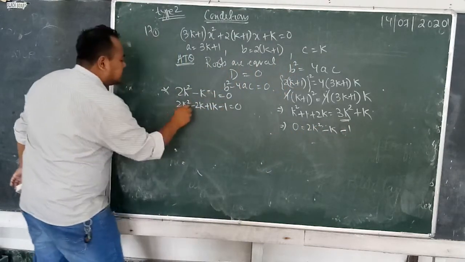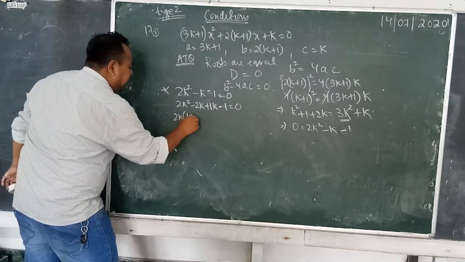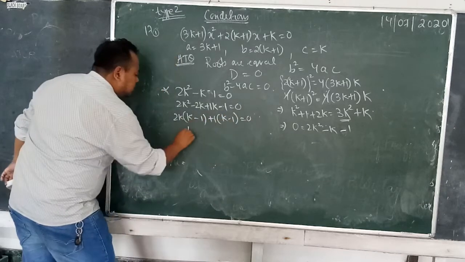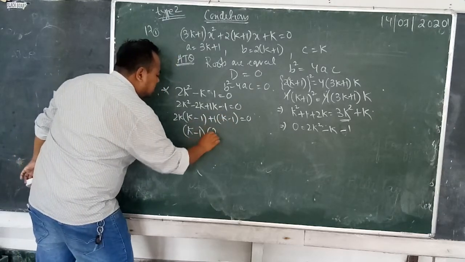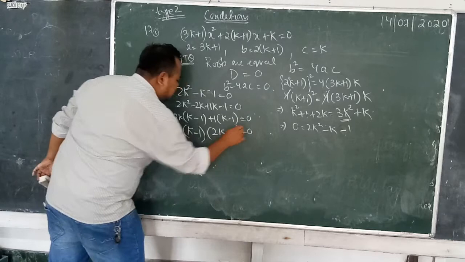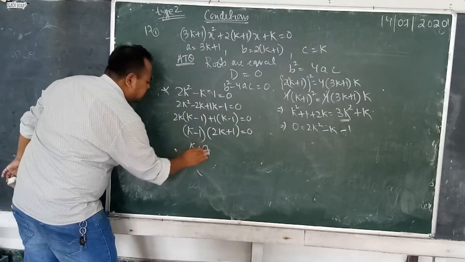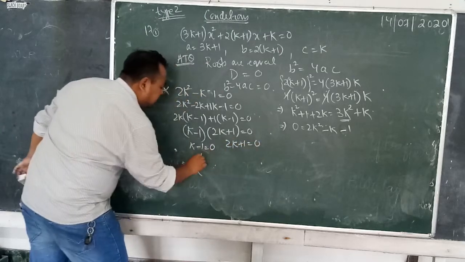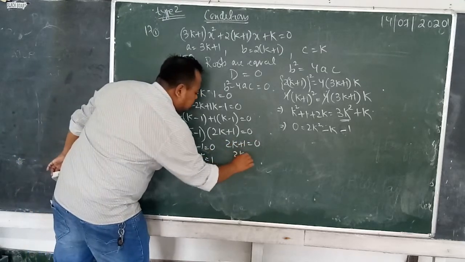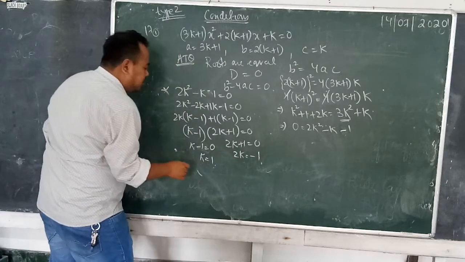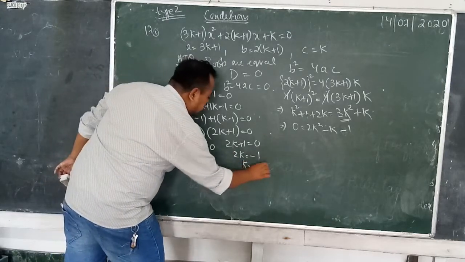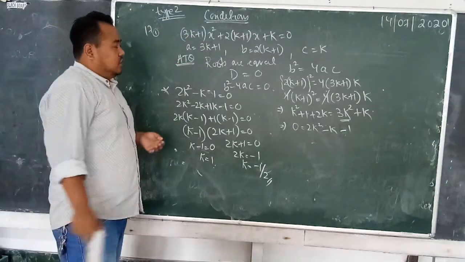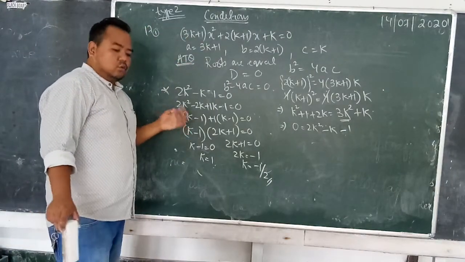So what is common here? 2k is common, so you get k minus 1, plus 1 is common, k minus 1 equal to 0. So k minus 1 equal to 0, or 2k plus 1 equal to 0. So k equal to 1 or 2k equal to minus 1, so k equal to minus 1 by 2. So these are the values for which the given equation will have equal or coincident roots.